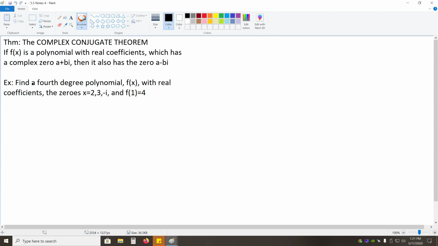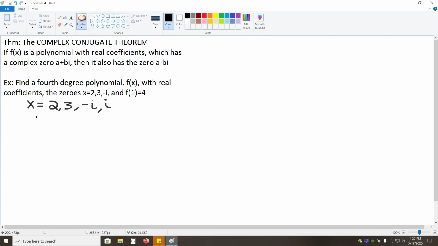So with that, we're going to work backwards. We want to find a fourth degree polynomial f of x with real coefficients, and the zeros x equals 2, 3, and negative i, such that f of 1 is equal to 4. So let's start this off. Since we know x equals 2, 3, and negative i, then that means x is also equal to positive i, because it's the conjugate of negative i.